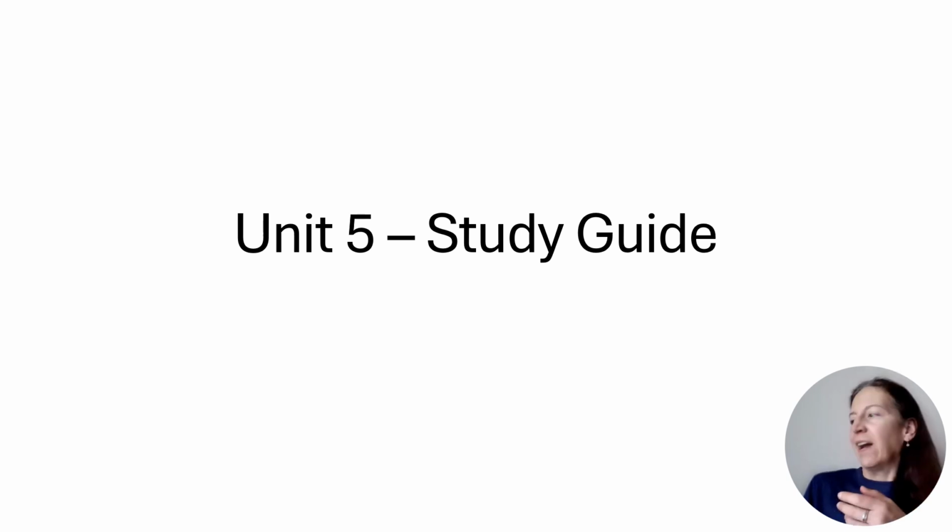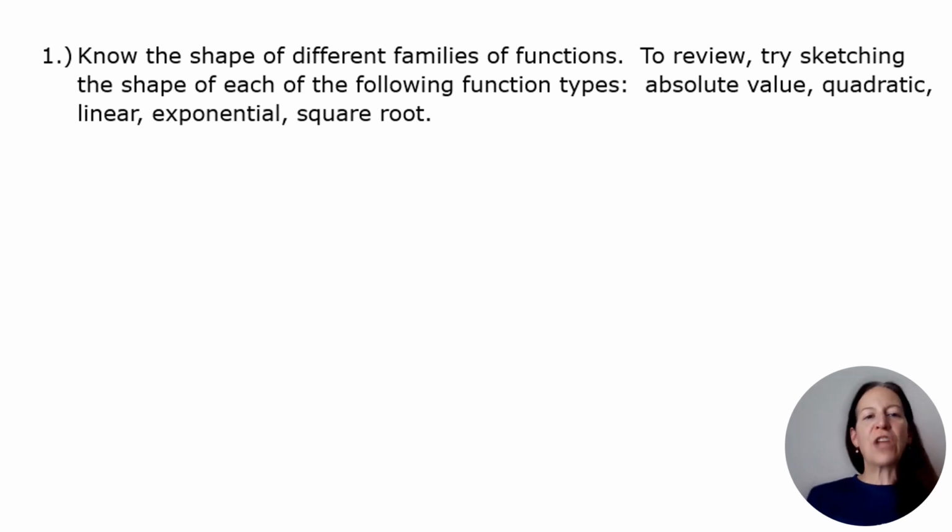She's cute. All right, so we have our Unit 5 study guide, and without further ado, let's go into what you need to know for your quiz. So know the shape of different families of functions. To review, try sketching the shape of each of the following types: absolute value, quadratic, linear, exponential, and square root. So we'll go through those together.